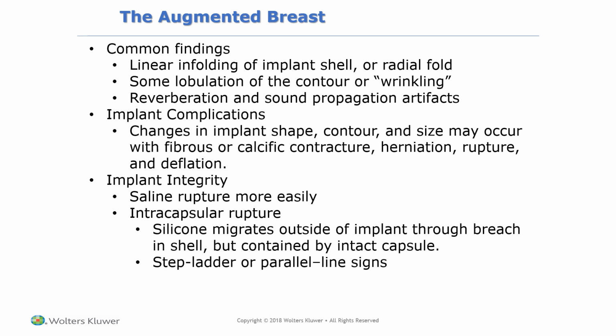Silicone rupture would cause silicone to migrate outside of the implant through the breach in the shell, and then the body would typically create an encapsulation around the ruptured area to hopefully maintain that silicone in a confined area within that capsule that was produced from the fibrotic changes when the implant was inserted. However, sometimes this process can cause a step ladder or a parallel line type sign that would be indicative of a rupture.